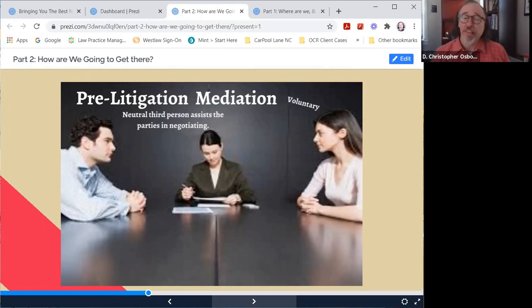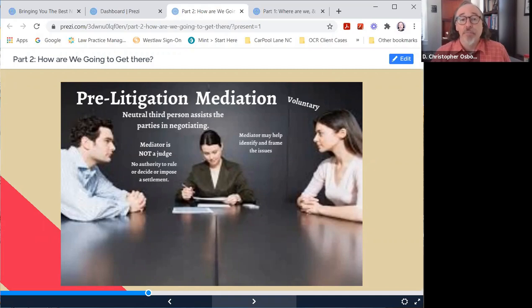This would be something that they voluntarily agree to. And the mediator is, again, in this situation, just a facilitator of negotiation. The mediator is not a judge. They don't decide things. If the couple disagrees, the mediator doesn't have any power to make one party or the other do anything.